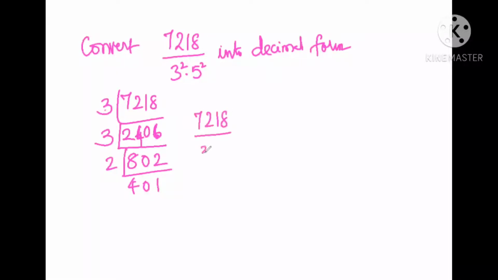So 7,218 by 3 square into 5 square is equal to 3 into 3 into 2 into 401 by 3 square, which can be written as 3 into 3, and 5 square written as this. Now we can cancel the common factors in numerator and denominator. 3 cancels with 3, and here 3 cancels with 3.